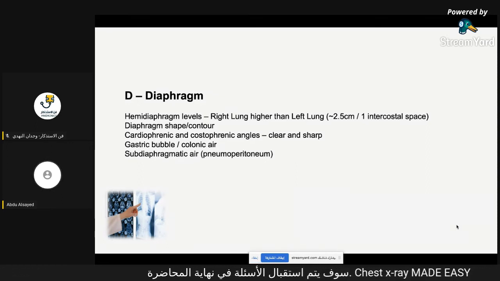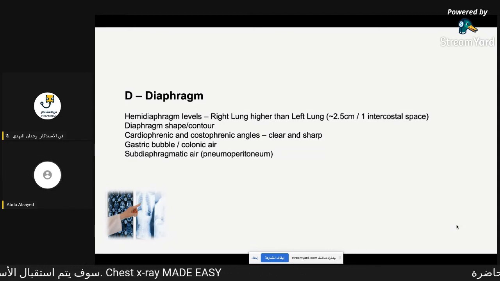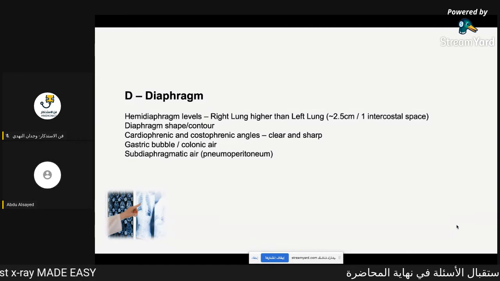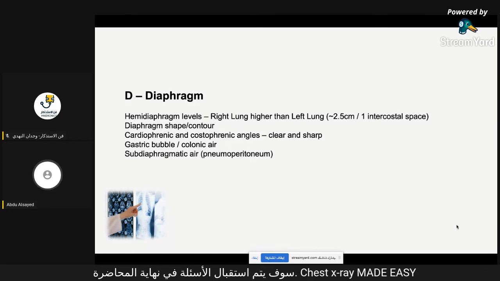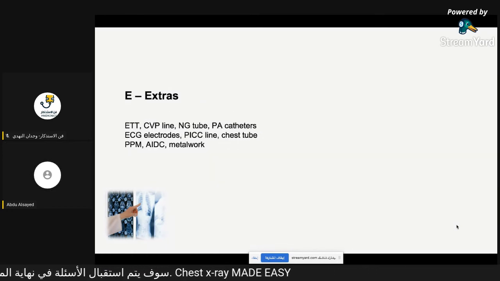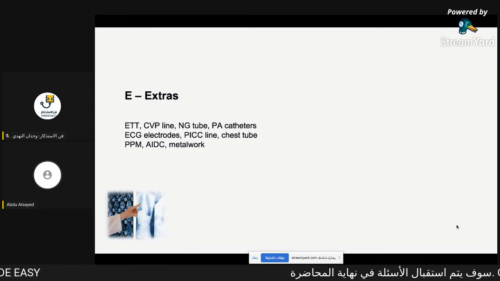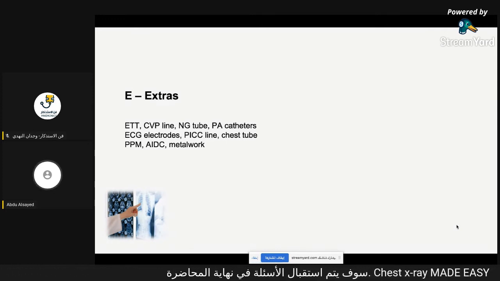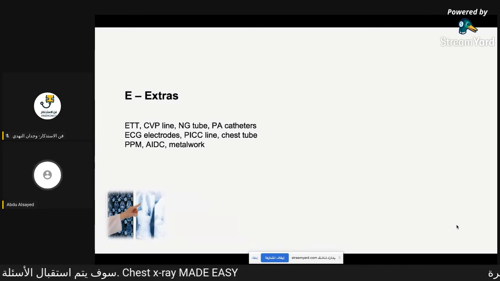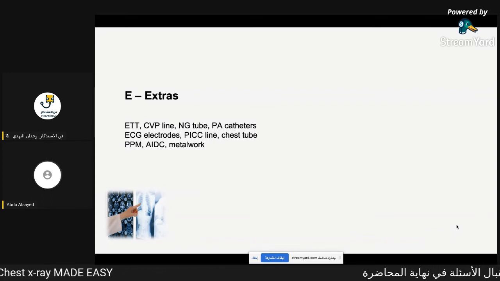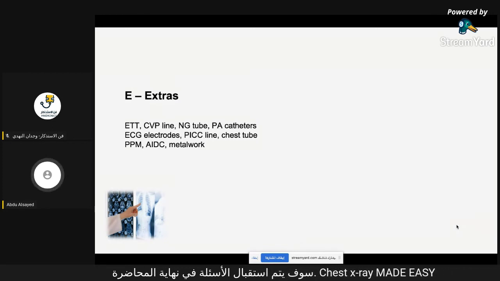E stands for extra. Extra for ETT, endotracheal tube, central line, NG tube, big line, monitor electrodes, ECG electrodes, pacemaker, ICD, chest tube, whatever. E stands for extra. Everything is extra. And this is just a summary of what we mentioned before. Doctors, ABCDE for a systematic approach for reading any chest X-ray.